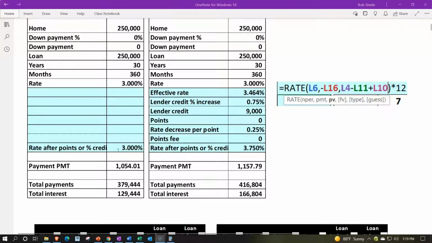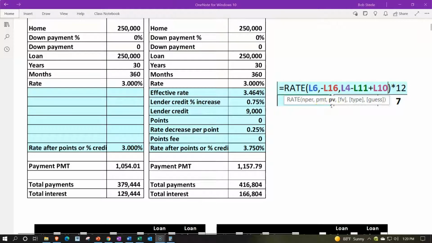If we weren't to do that at the 3% effective rate calculated thusly, we've got the rate times the number of periods. The first argument is the number of periods, 360. And then comma. The payment is down here at the 1157.79, which is calculated by the information up top, comma.